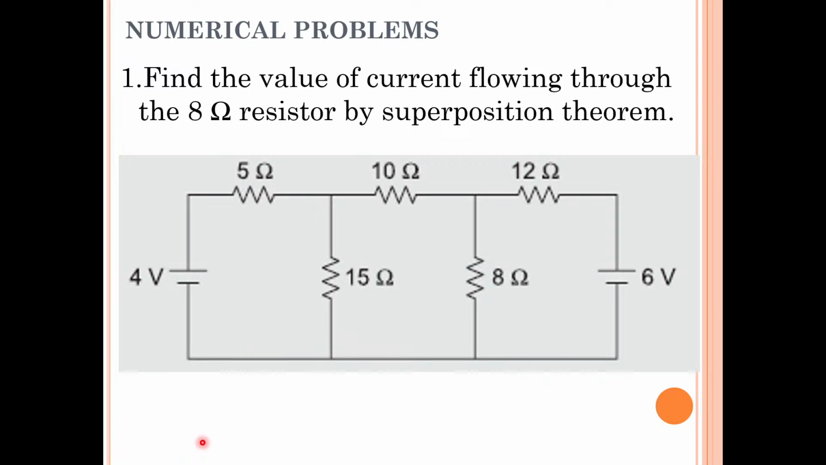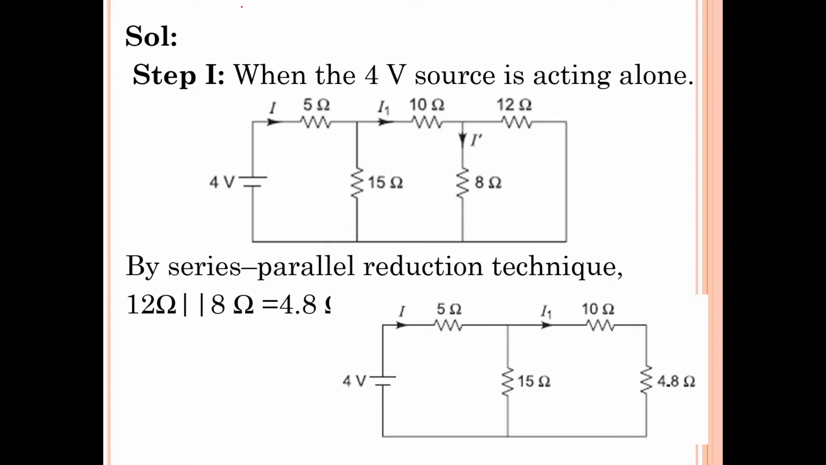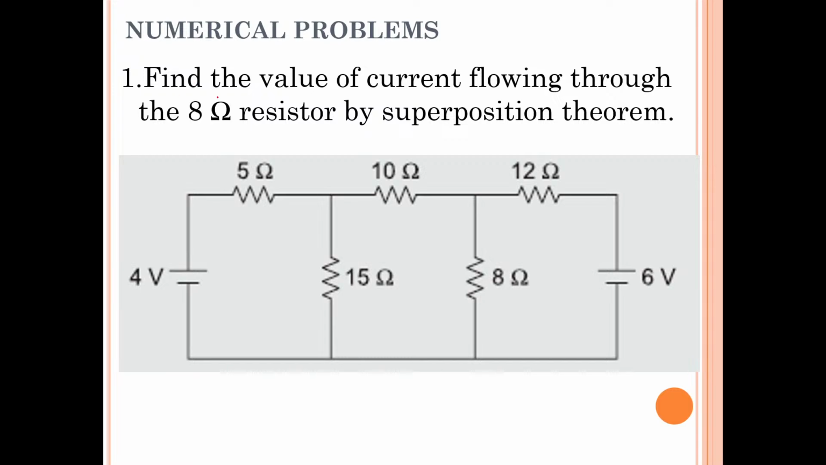Now, what did they ask? They have asked to find the value of current flowing through the 8 ohms resistor. Where is our 8 ohm resistor? This is our 8 ohms resistor. So we have to determine the current flowing through the 8 ohms resistor by superposition theorem.